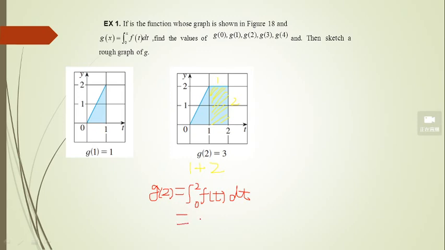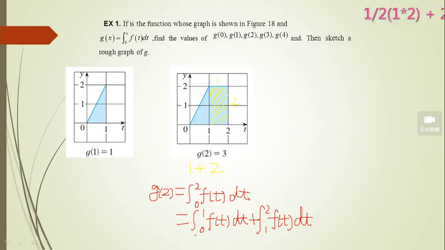What is 1? 1 is the area from 0 to 1, ft dt. What is the 2? 2 means the rectangle area. What is the rectangle area? That is from 1 to 2. Also, you can understand this is the accumulated area from 0 to 2. And this is a rule, right? 0 to 2 equals 0 to 1 plus 1 to 2. Make sense? So that is the first part. The first part is 1.